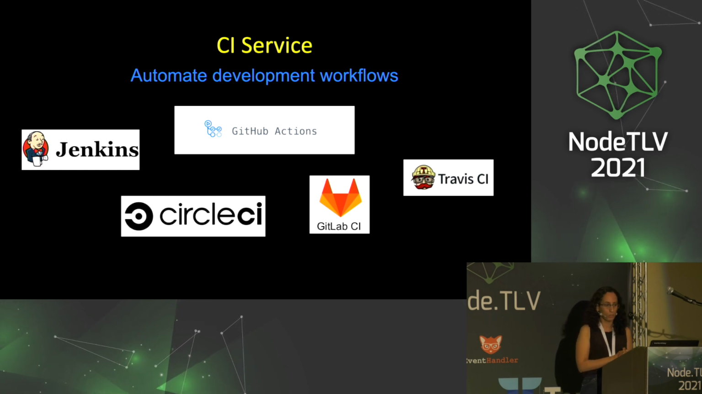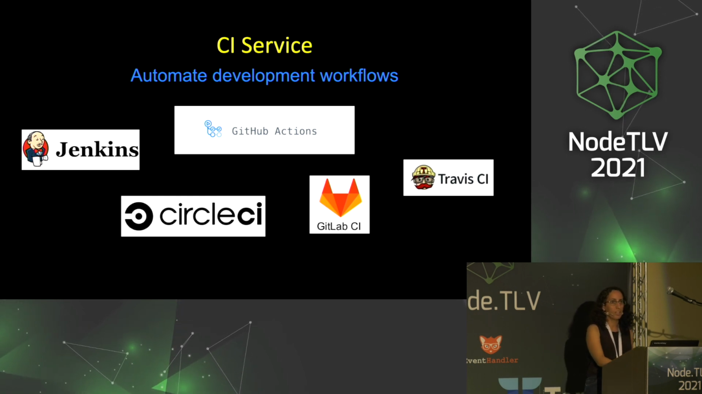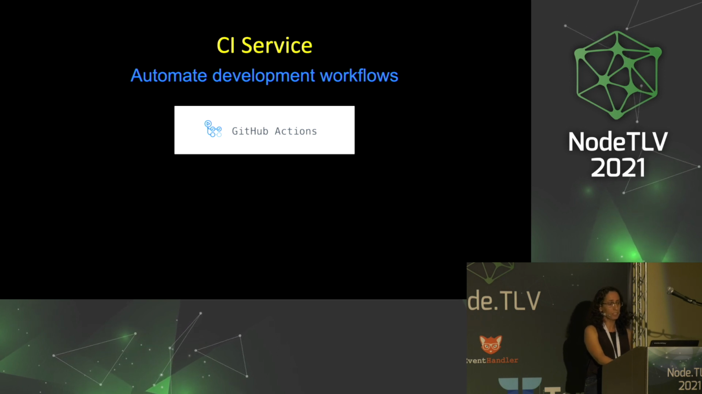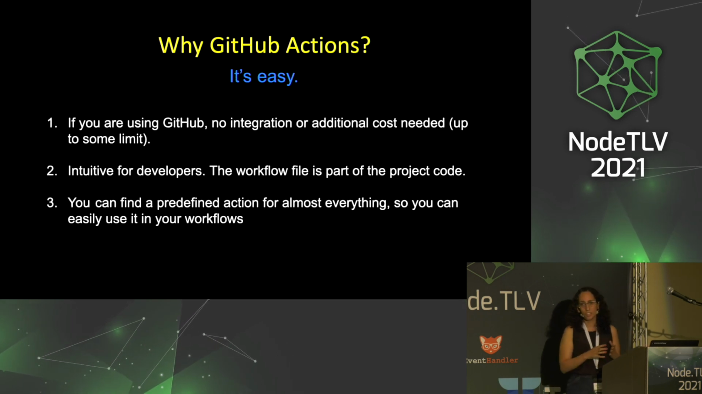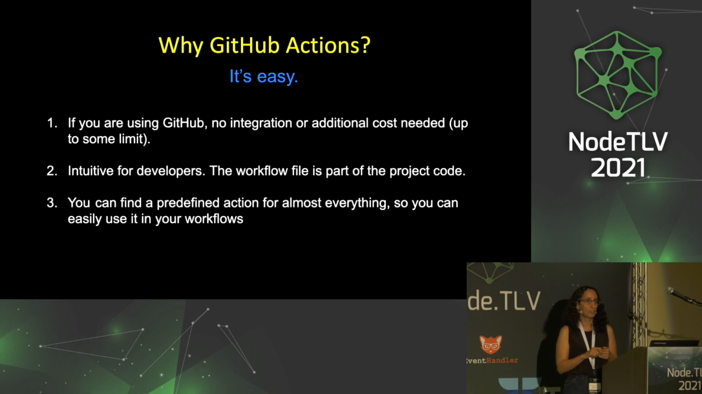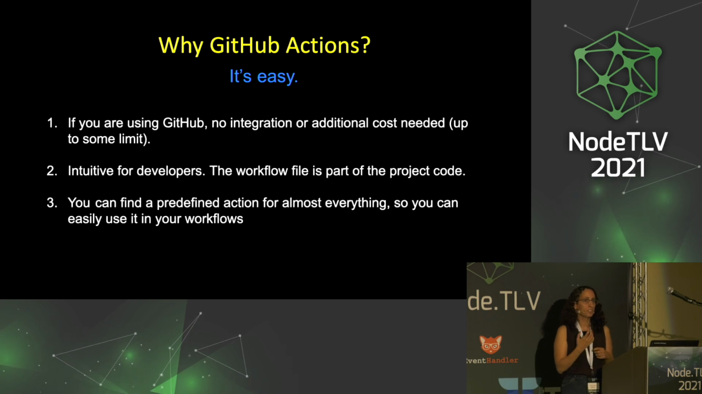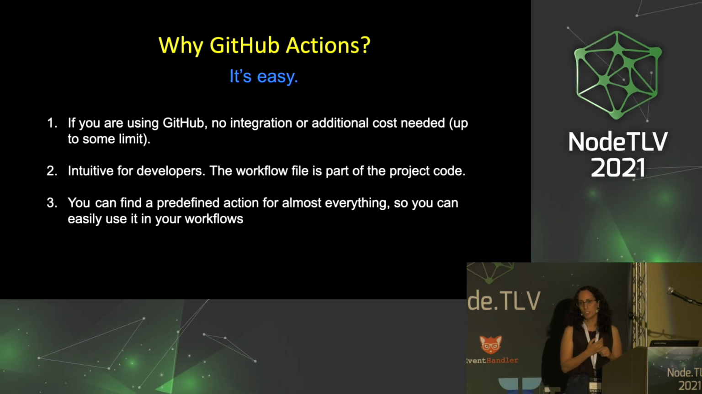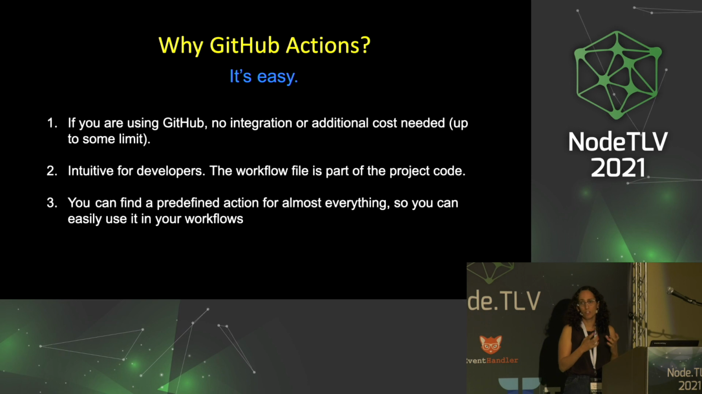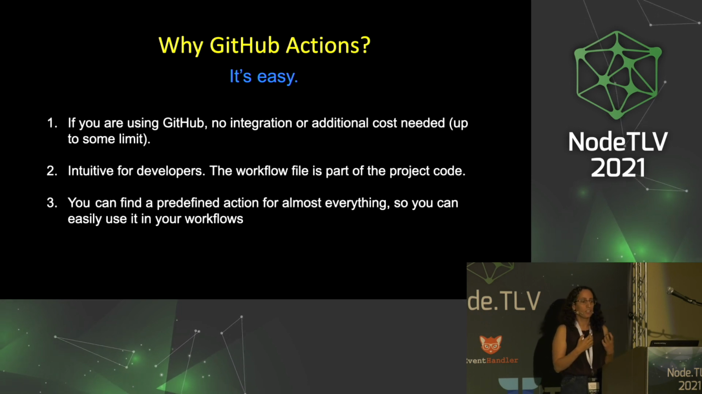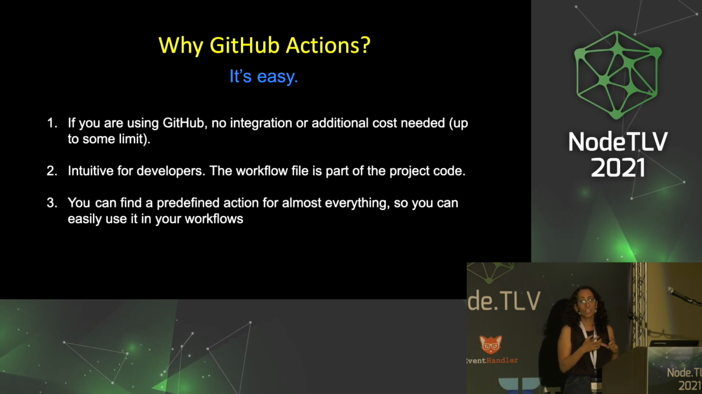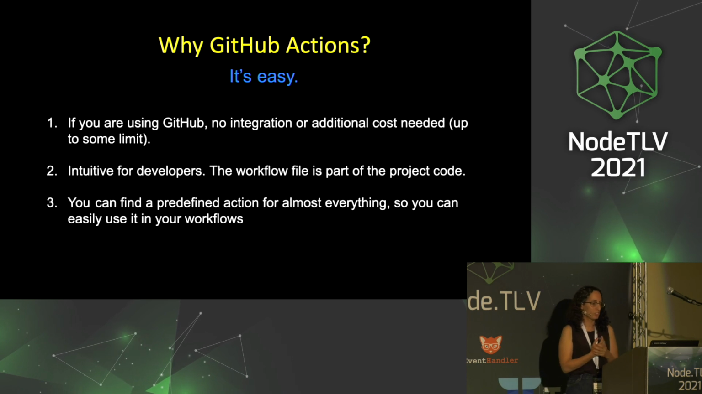Today, I chose to talk about GitHub Actions. Why? Because it's a very, very easy tool. It's part of your repositories. There is no integration needed. It's part of your source control tool. It's very intuitive for us, the developers. The code is a YAML file inside our project, and we can change it every time our code changes.